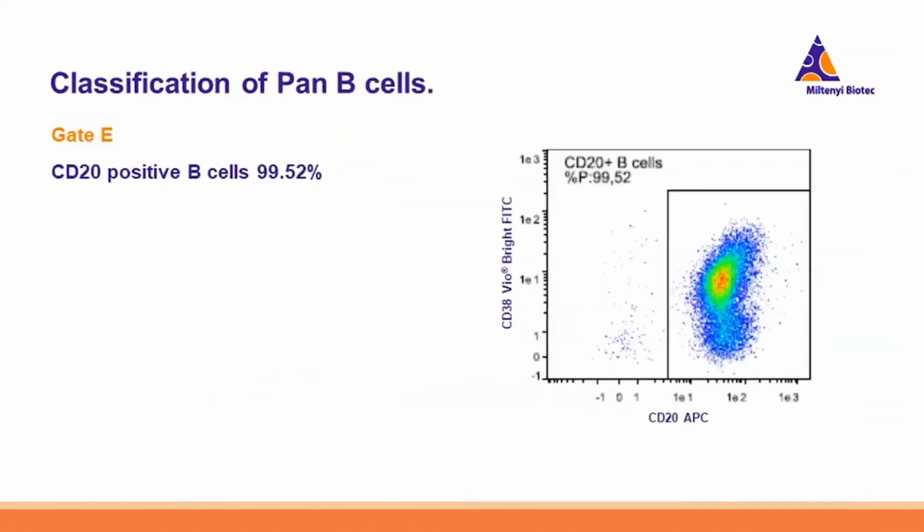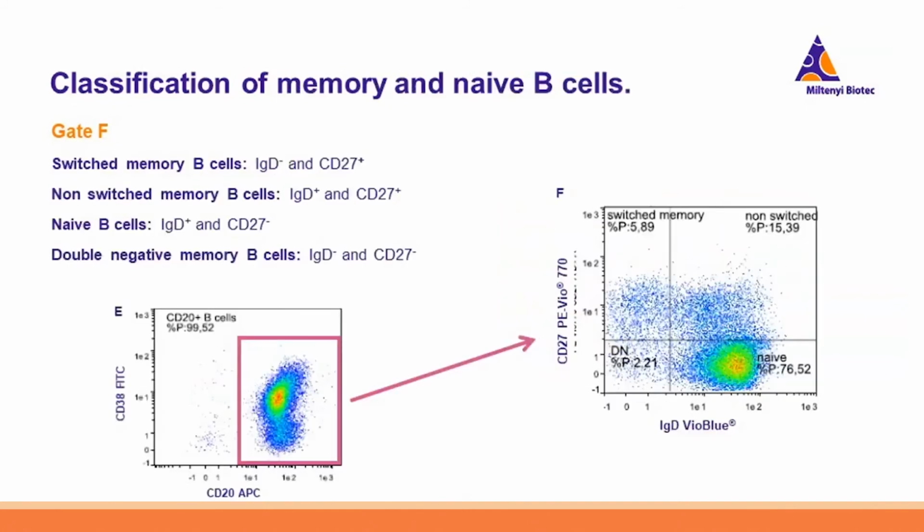Then in the next step, we gated on CD20 positive B cells. We made a nice gate here, so there you have all your B cells, around 99% of the cells. Then we used the multi-step gating strategy to check for switched memory B cells, the gate up here, that are IgD negative and CD27 positive.